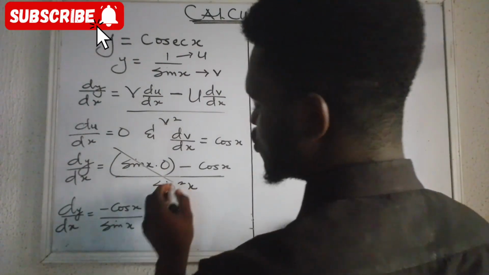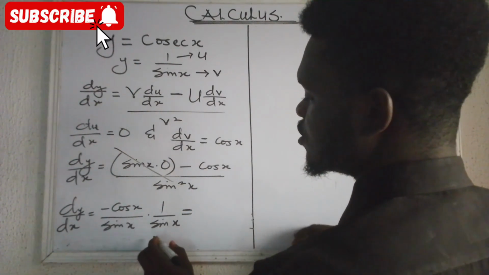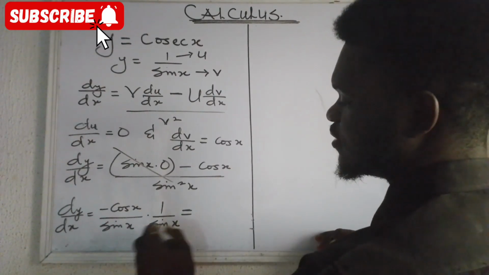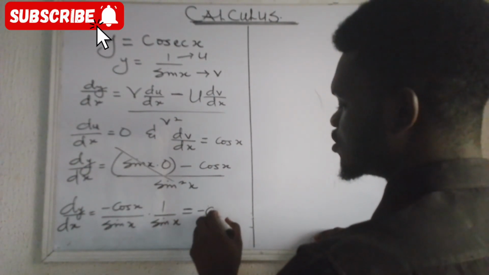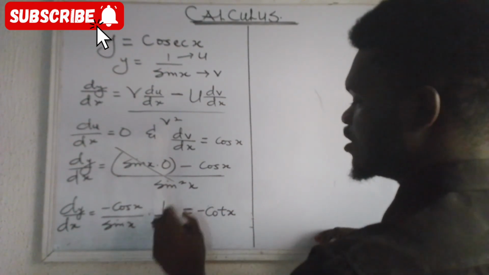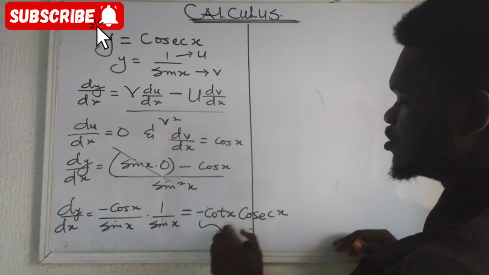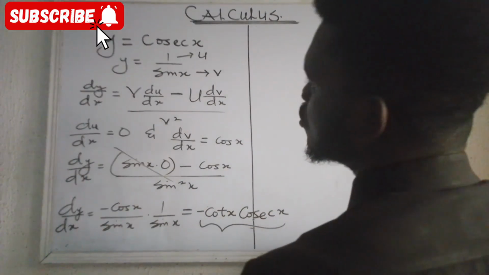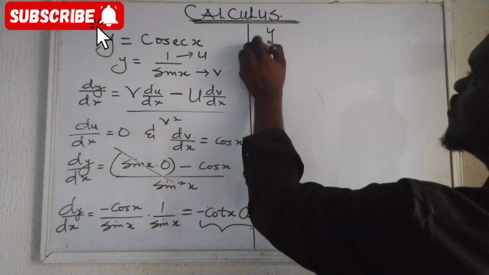Why did I put 2 sine x? Because if you multiply them, you get sine squared x. So from here, dy/dx will become negative cos divided by sine, which is cot x, then 1 divided by sine is cosec x. So this is the derivative of cosec x.